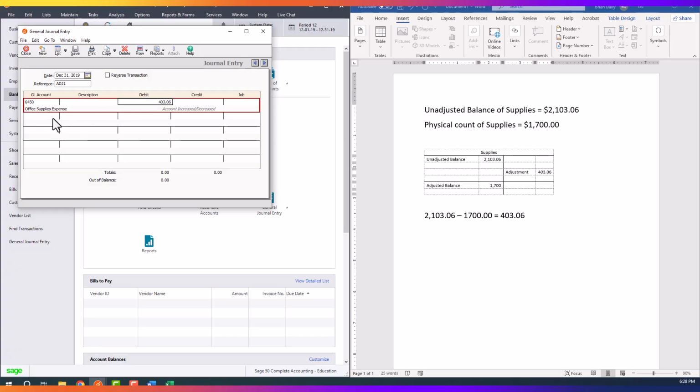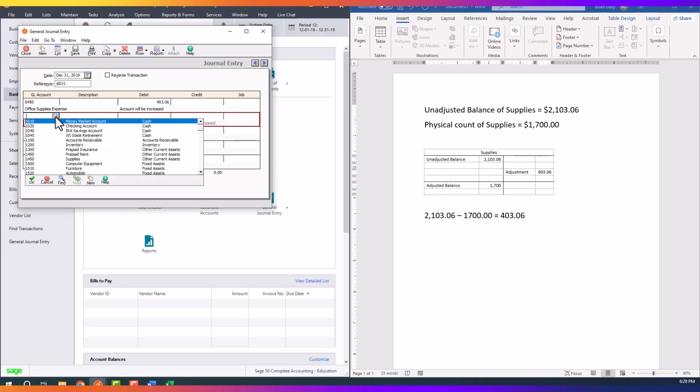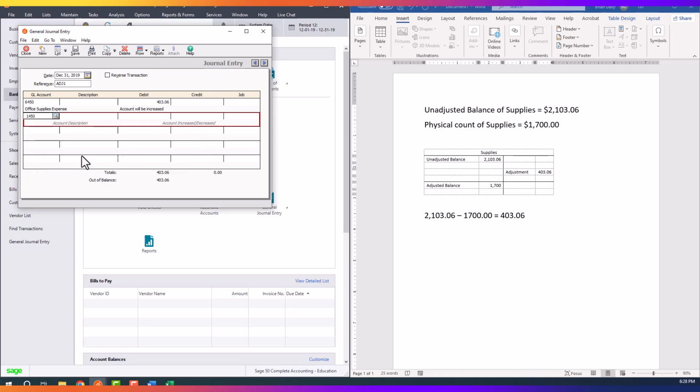By debiting an expense, we're adding to the expense. And then for this asset account of supplies, our T account informed us that we needed to credit it, we needed to decrease it. So we find that in our list. Our supplies account is account number 1,450, and we're going to credit it for that same amount. And now that we have equal debits and equal credits, the out of balance shows a 0, and now we can save the transaction.